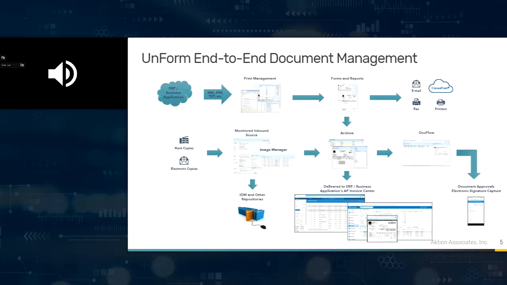And then also, as documents come through Image Manager and hit Archive, we can also push the data from those documents over to the ERP. So what we'll look at today is accounts payable, where we take the information off of some invoices and push them through into, in this example today, AP Invoice Center. But again, it just depends on what your application is as far as what that process is.